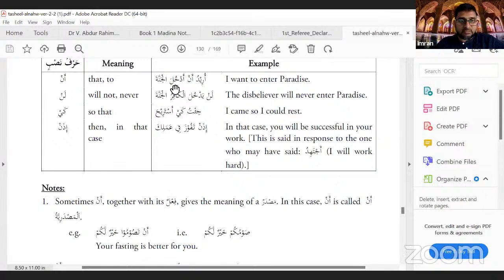So that's the infinitive. You put ing or to. Normally it's best to put to. I want to enter paradise, or I want to eat. So whenever you want to say I want to do something, you would normally do it in this composition.